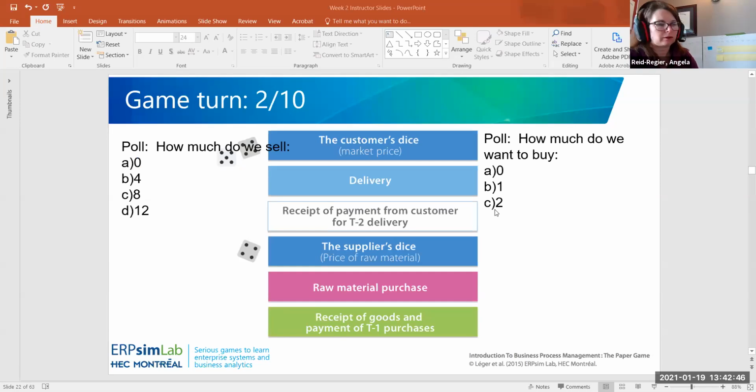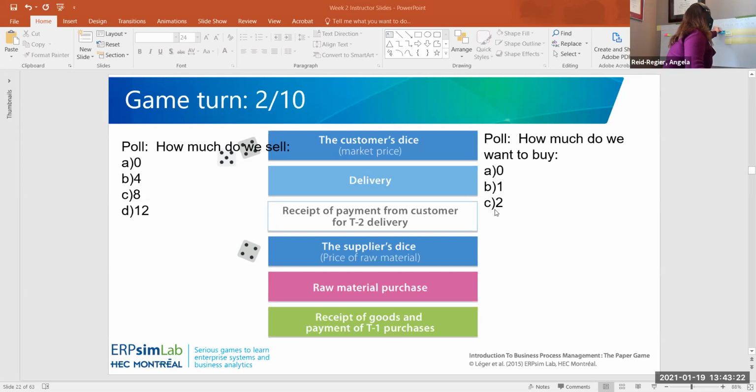Okay, so let's go to round 2. So round 2, we're going to throw the dice. Okay, and this is a 10. So we have a 10. And how much do we want to sell? So we only have 2 sheets because we can't take delivery of our new raw material yet. So we have 2 sheets. So let's decide on our bright blue sheet, let's sell 2. So again, to our customer, we're going to sell 2.